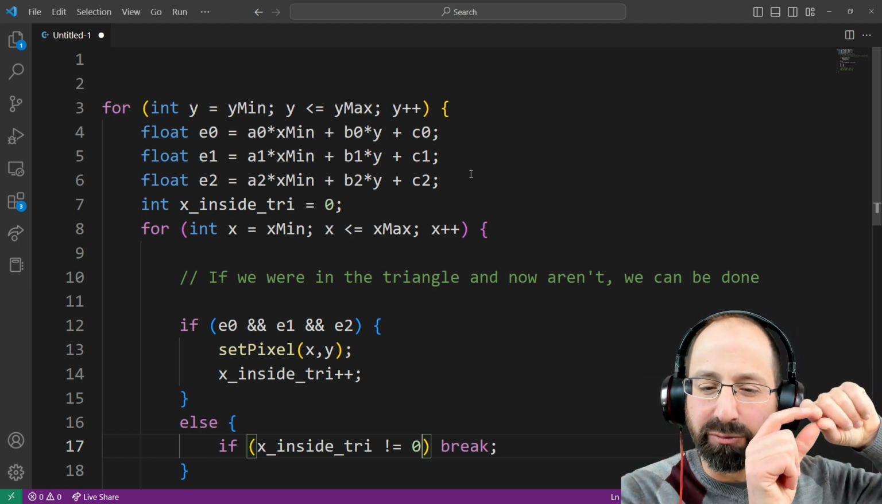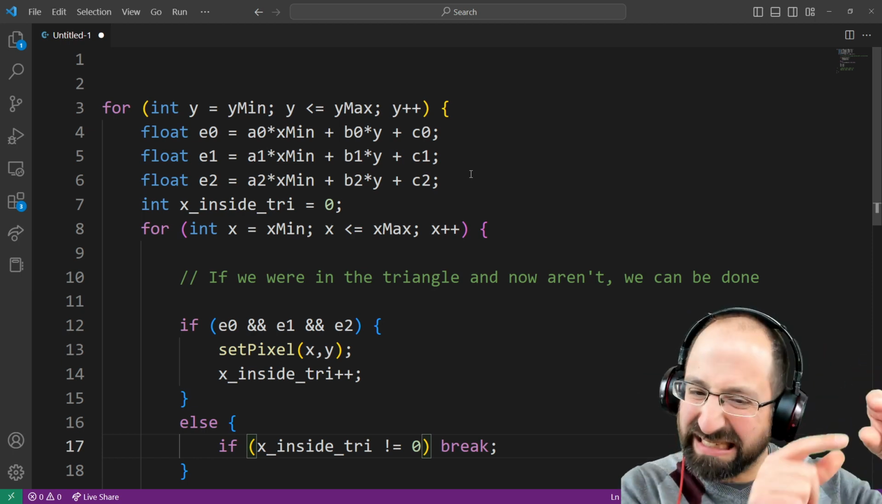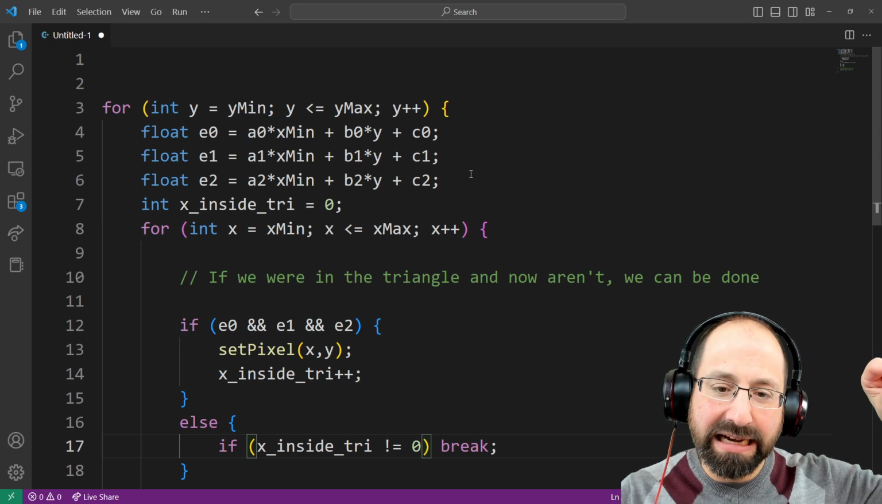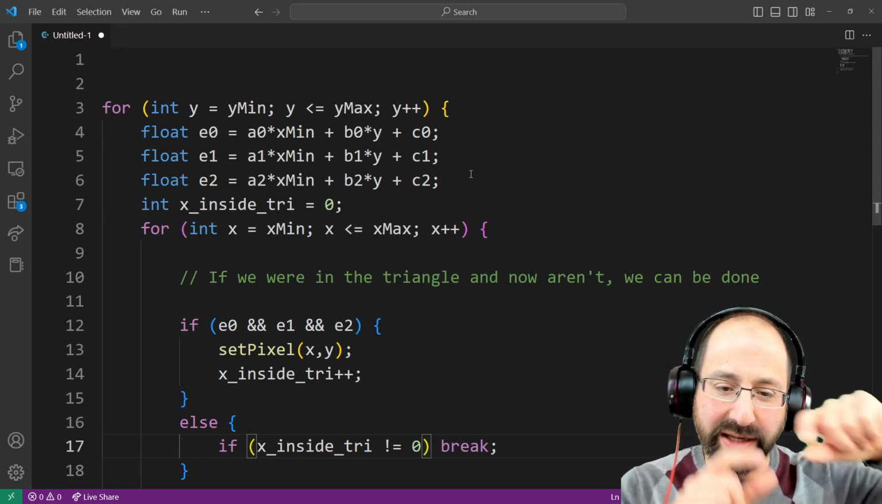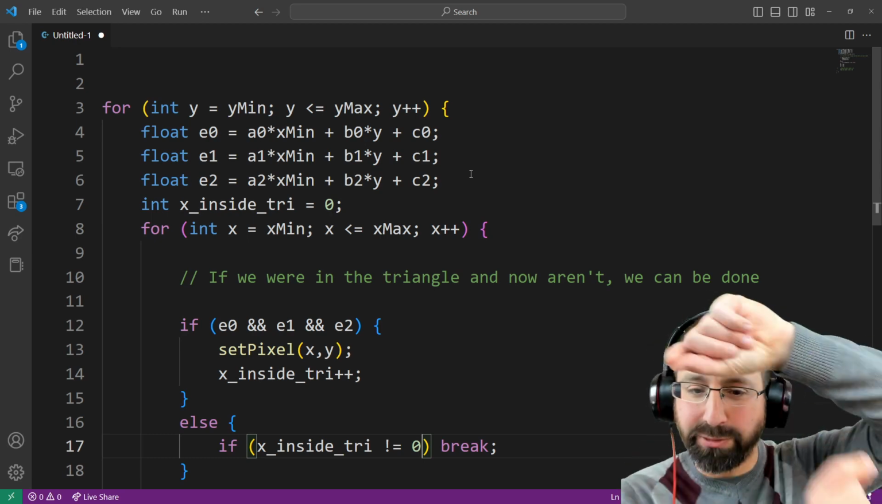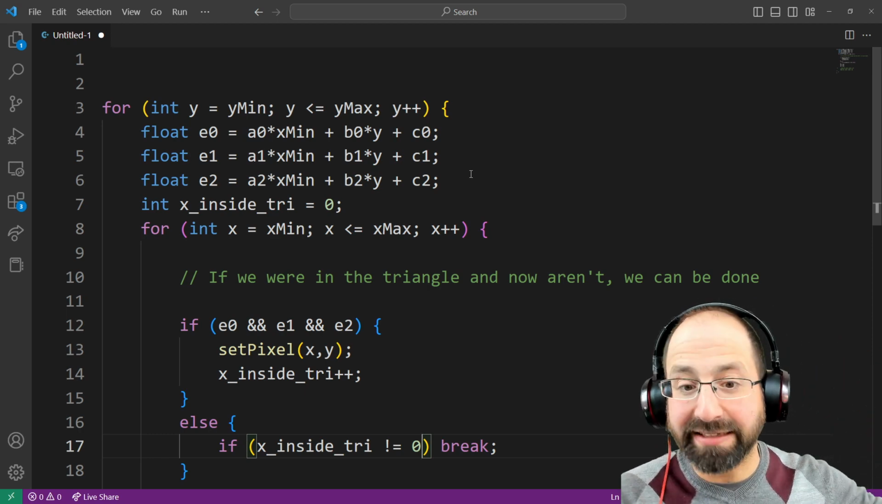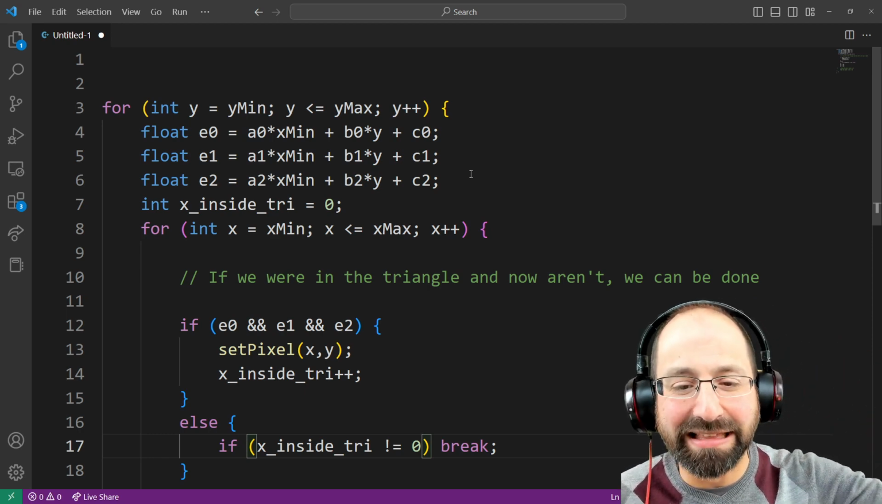So you could probably draw some really acute triangles for which this isn't that great of an optimization, because we're always starting at x min, but it's really facing all the way to the right, and we're wasting a lot of time trying to get inside the triangle.